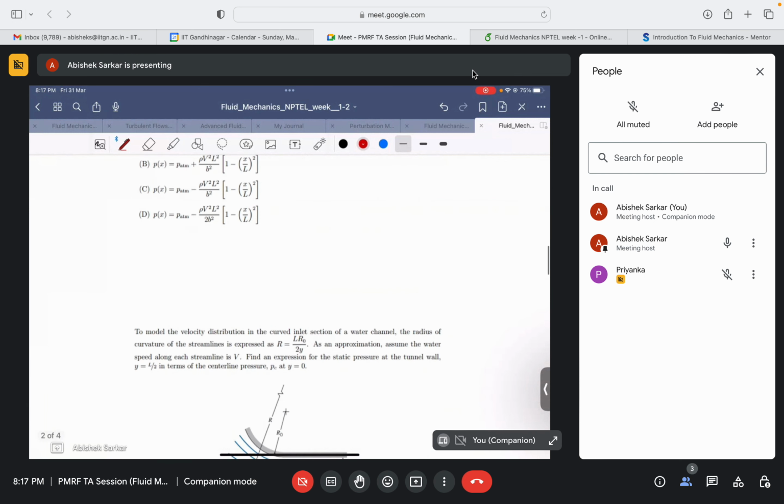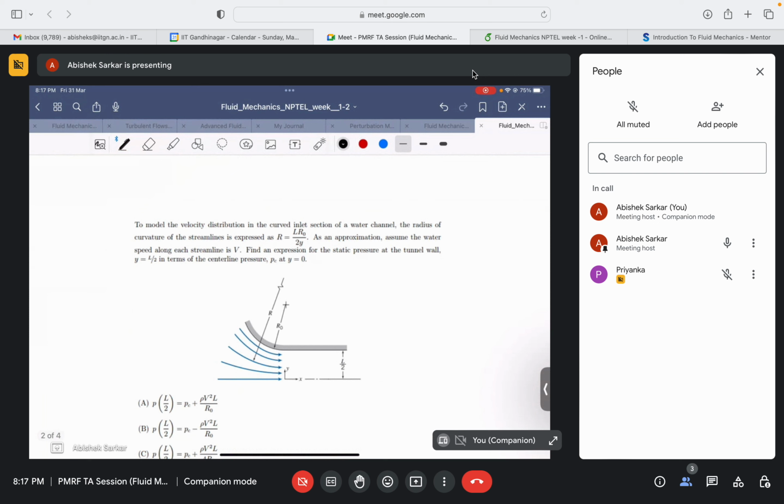Okay. This is an interesting problem. I insist you be very careful while approaching it, because it was very difficult for me. To model the velocity distribution in the curved inlet section of a water channel, the radius of curvature of the streamline is expressed as r equal to L r naught by 2y. As an approximation, assume the water speed along each streamline is V. Find an expression for the static pressure at the tunnel wall at y equal to L by 2 in terms of the center line pressure Pc at y equal to 0.